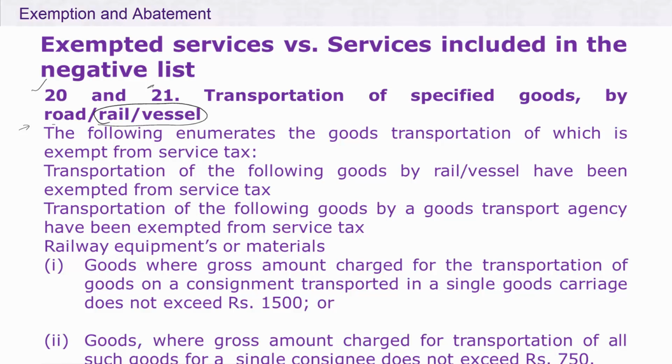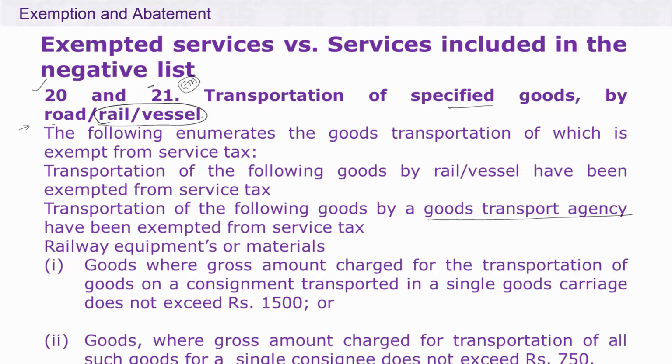So entry number 20, I repeat, deals with transport of specified goods, because the list is there, by road, by rail or vessel. Vessel means ship. But road is governed by entry 21, that is relating to GTA services. So here it is mixed up; you have to read carefully. Following enumerates the goods transportation of which is exempt from service tax. What are they? Here they are talking about goods transport agency. So there is a mix up. Mostly all these items are common, that is the reason why they have been clubbed, but there is some technical error. So that is what I want to tell you.